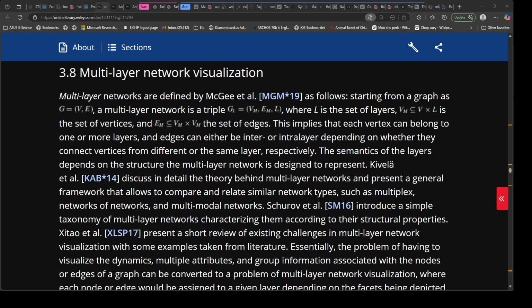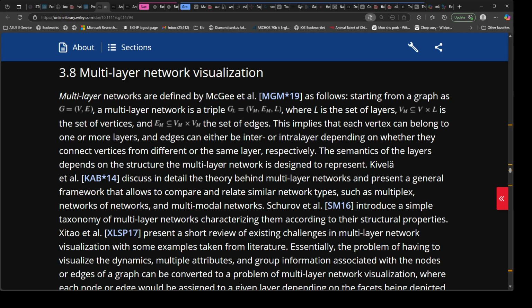The semantics of the layers depends on the structure the multilayer network is designed to represent. Kivela et al., Cobb 14, discuss in detail the theory behind multilayer networks and present a general framework that allows to compare and relate similar network types, such as multiplex, networks of networks, and multimodal networks.